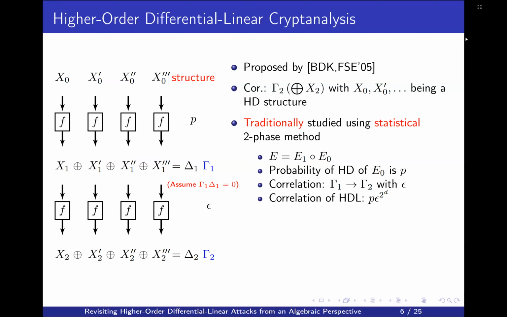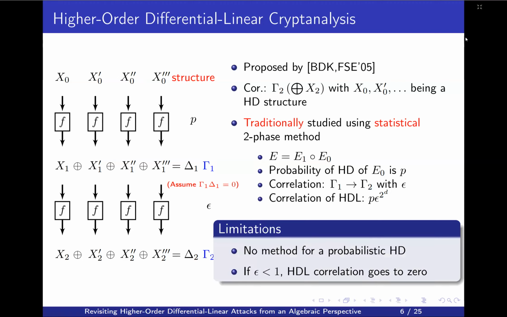However, after the proposal, this is not so popular compared to the differential-linear attack. Although the differential-linear attack has been very successful on many ciphers, not too many people know this attack. That is because there are some limitations. The first limitation is that although the concept of high-order differential has been proposed for 30 years, actually all the high-order differential capabilities are deterministic. There is no probabilistic method to study the probability of a high-order differential. That means for the first part, P is usually taken as 1.